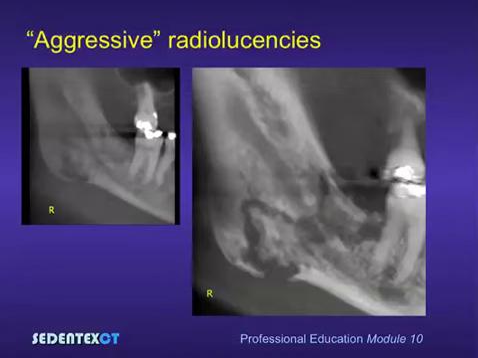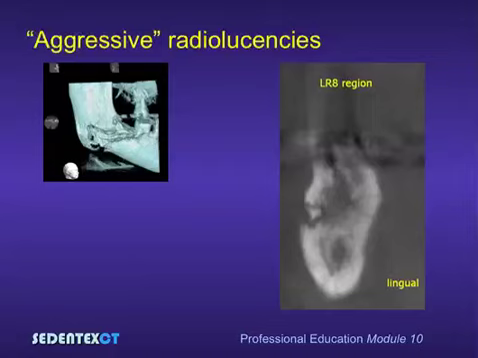Here's a different case. This is osteomyelitis. And here we can see a very irregular radiolucency with ragged margins and destruction of the lower border of the mandible. Centrally within this, I think you can probably appreciate that there is a piece of bone which is detached from the surrounding bone. This is a sequestrum of dead bone.